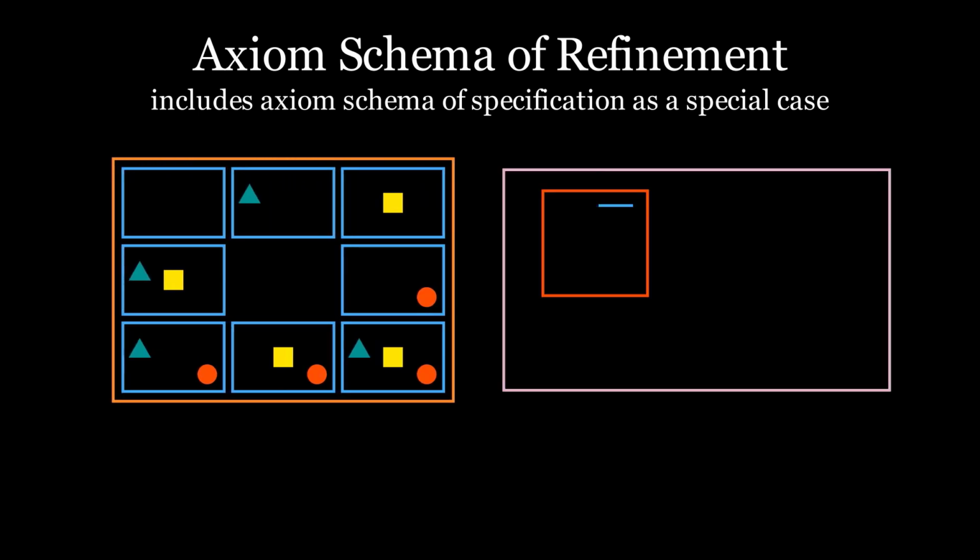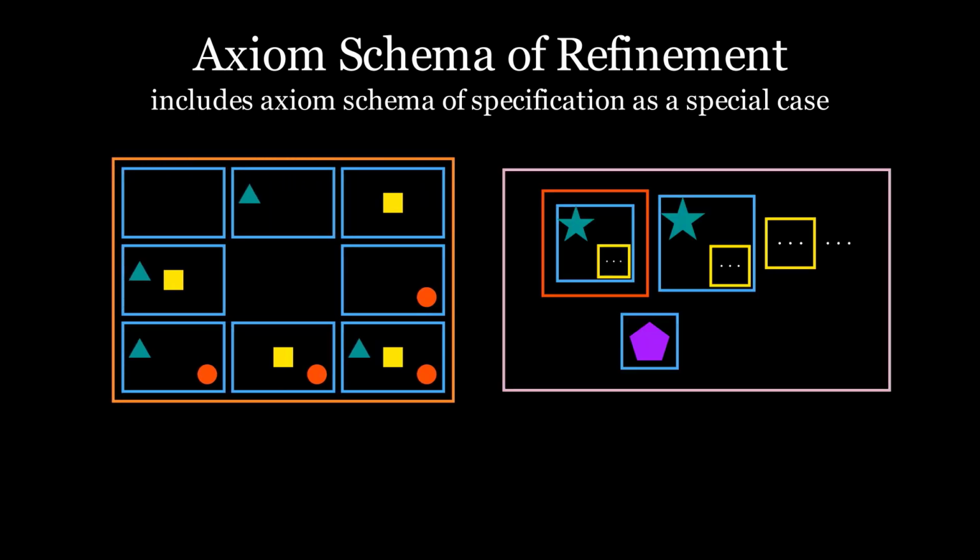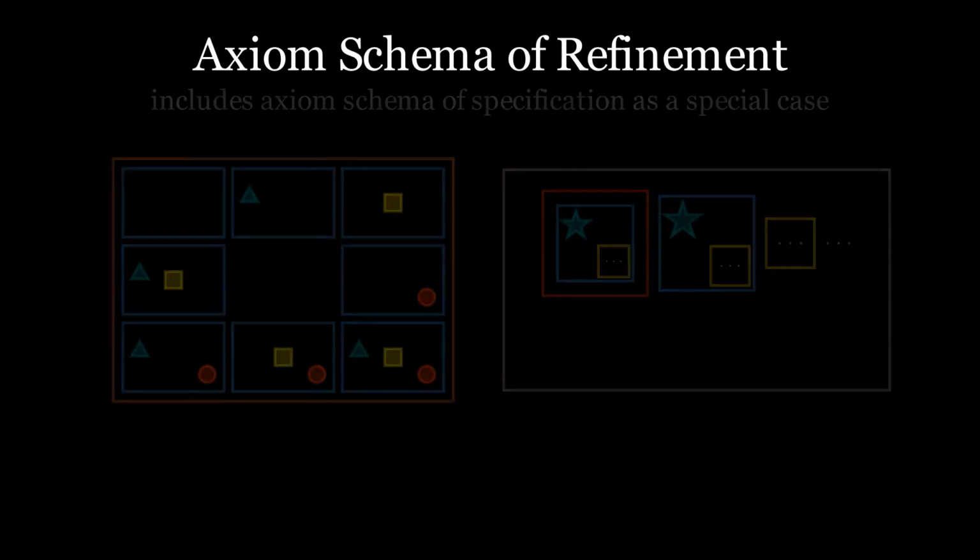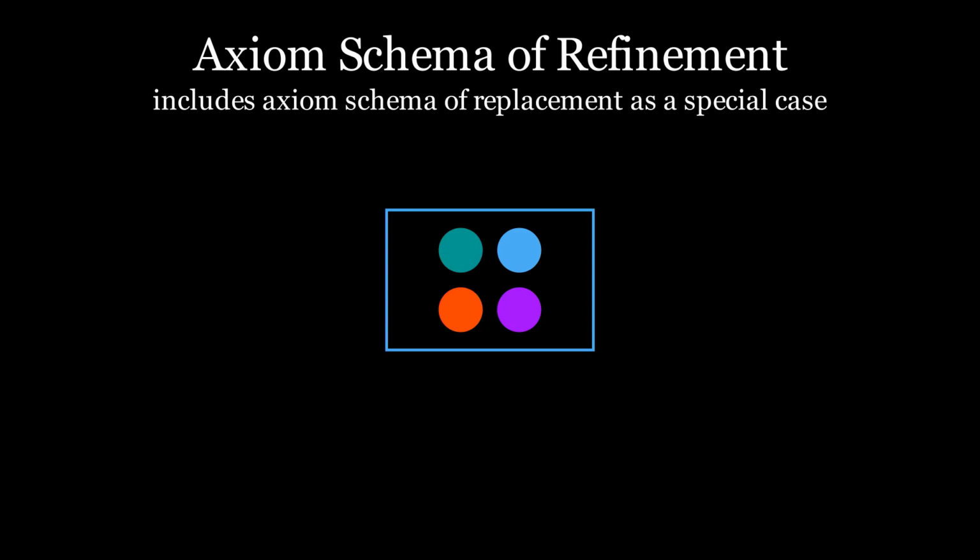It's also the rule that lets us filter out the dead ends that prevent regularity from working as you might expect, again, as long as these dead ends are describable in the language of logic. The axiom schema of replacement is the special case of refinement where each element of our set relates to exactly one object.